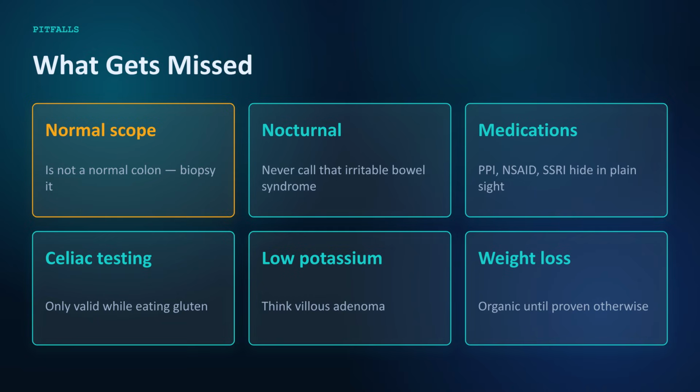Third, the medication list is a diagnosis waiting to be made: proton pump inhibitors, non-steroidal anti-inflammatory drugs, and serotonin reuptake inhibitors especially. Fourth, celiac testing requires the patient to still be eating gluten. And fifth, a low potassium with secretory diarrhea should send you hunting for a villus adenoma. And one more: never anchor on a single negative test. This workup is a sequence of gates, not one answer.